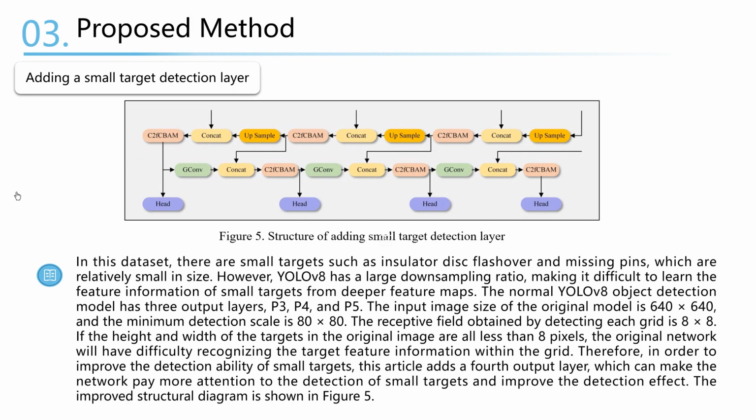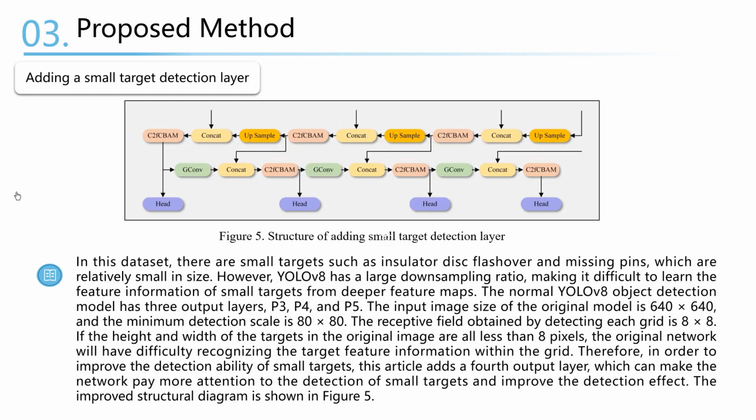Proposed method. In this data set, there are small targets such as insulator disk flashover and missing pins, which are relatively small in size. However, YOLO has a large downsampling ratio, making it difficult to learn the feature information of small targets from deeper feature maps.